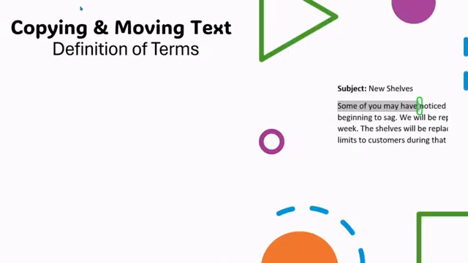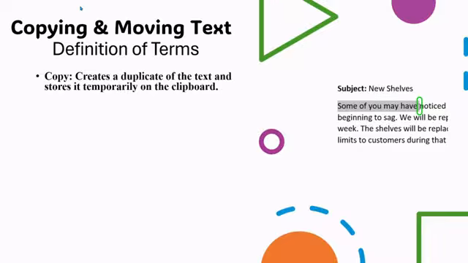Now we're going to get into some definition of terms as it pertains to copying and moving text. The first one we want to look at is copy. I'm sure you all would have copied a text at some point in your life. When you're copying a text, you're creating a duplicate of the text and you're storing it temporarily on the clipboard. So not forever, but for a short period of time.